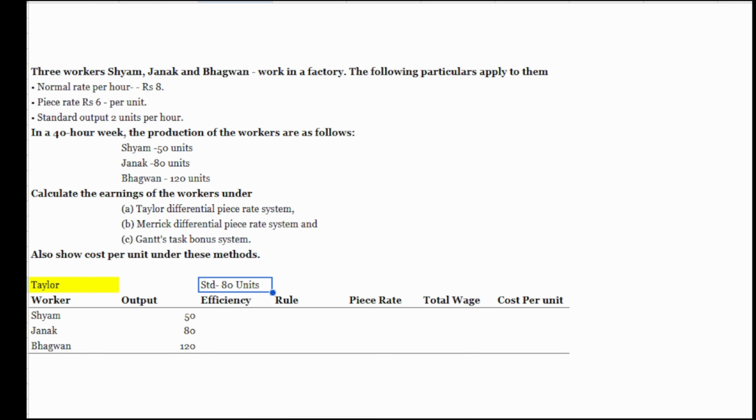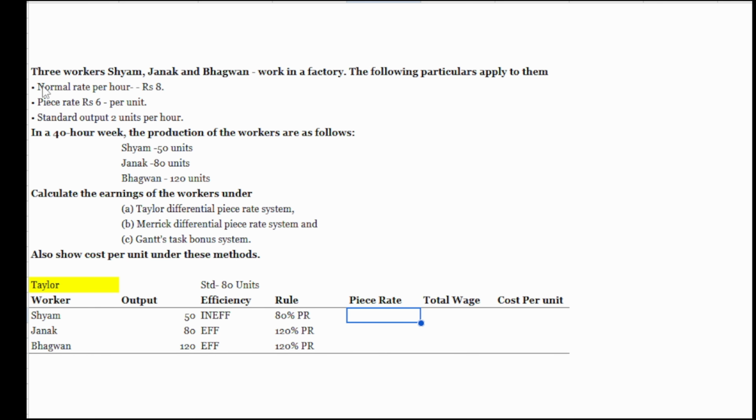Based on this, now we will see whether they are efficient or inefficient. The Taylor rule says only two things. If they are efficient, they'll be paid X. If they are inefficient, they'll be paid Y. So we will see what they are. Sham is inefficient because the output is less than 80. Janak's output is 80, and standard is 80, so he is efficient. Next, Bhagwan is also efficient. So what does the rule say? If he is inefficient, he will get 80% of piece rate. And in the case of Janak and Bhagwan, they will get 120% of piece rate.